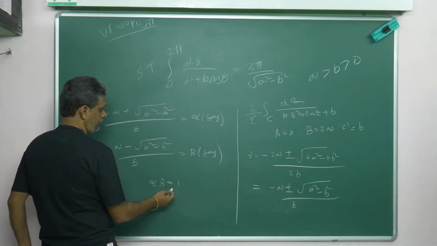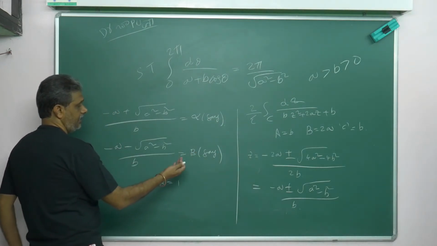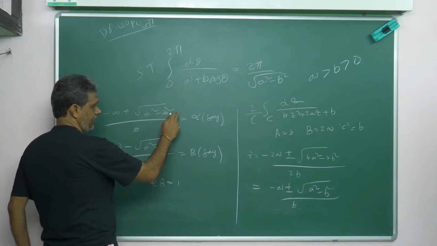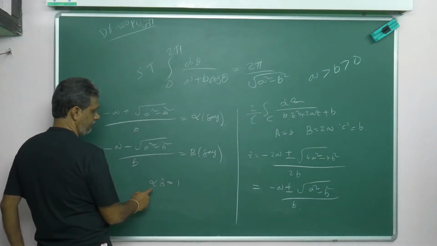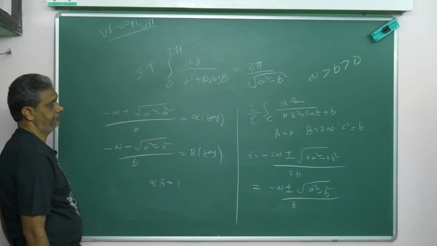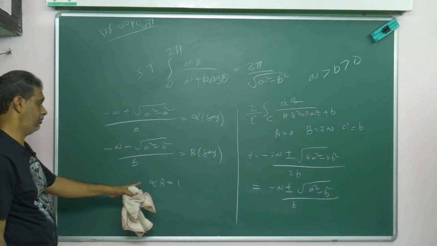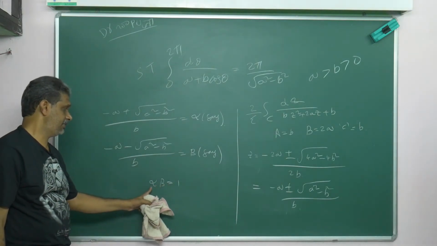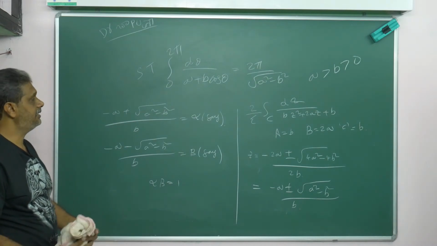Now alpha beta is equal to 1 means what? Both cannot be greater than 1, both cannot be less than 1. So one should be greater than 1 and alpha should be less than 1. Both cannot be 1. Otherwise you can see some values.